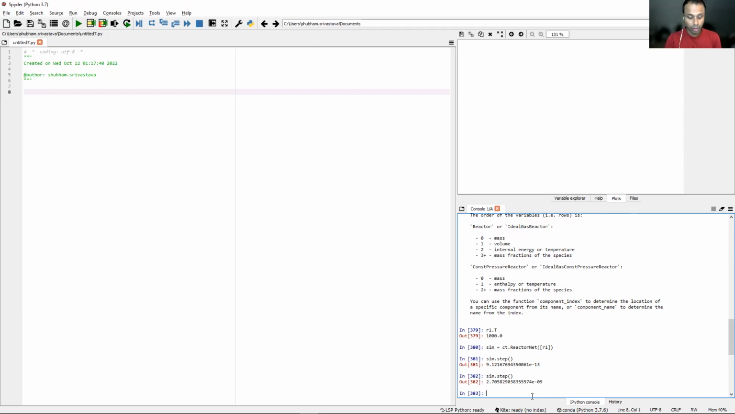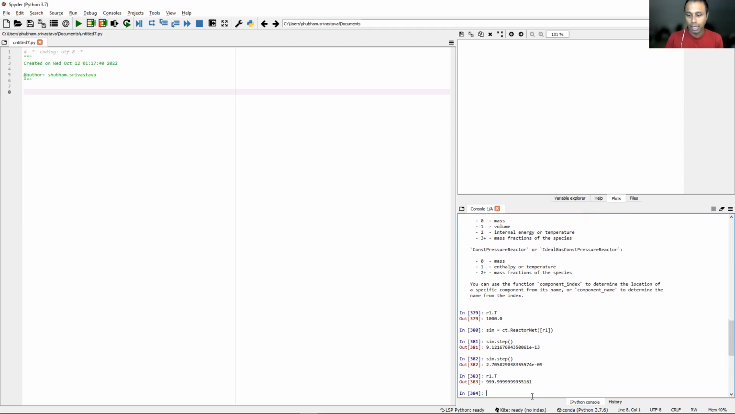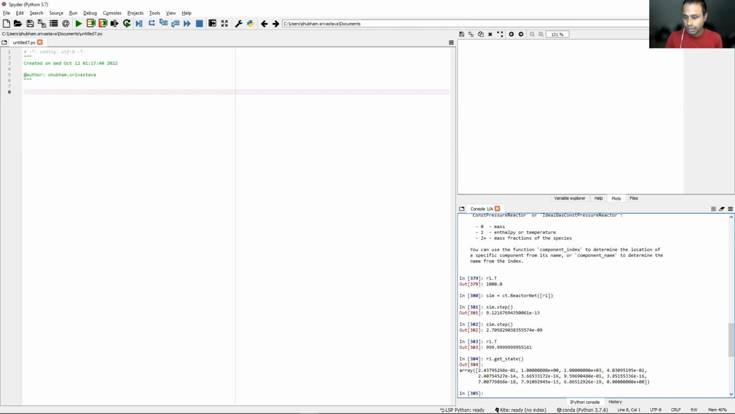And you can also look at the temperature, for example. So R1 dot T. Now see, as the reactor is progressing in time, the internal state of the reactor is also changing. From 1000 Kelvin, it has dropped by a very small fraction because it has taken very small time steps. And if we say get state, you will see everything has changed by a very small number. All the mass fractions have changed by a very small number. So this is how a reactor steps in time.